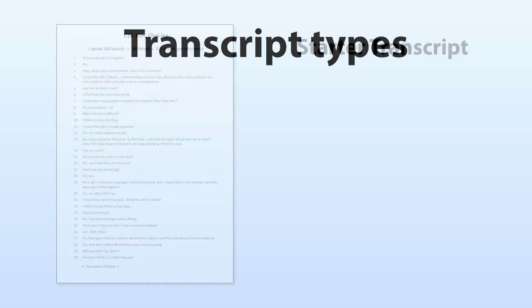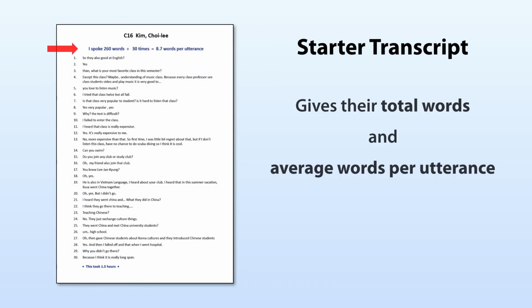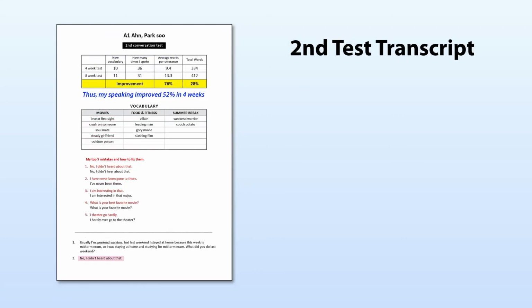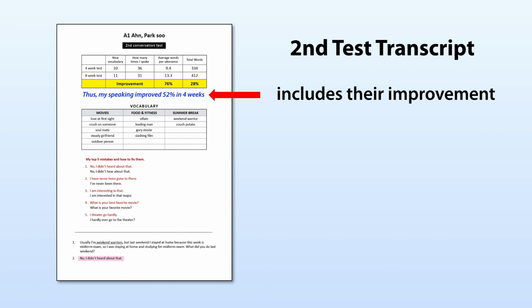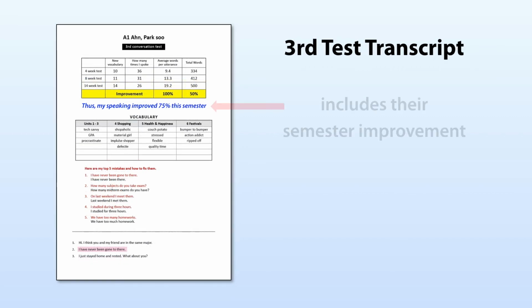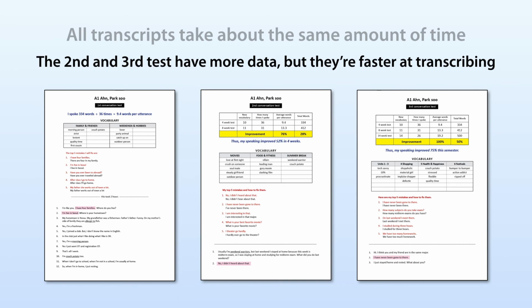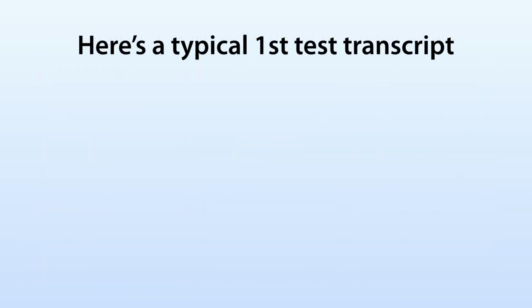Transcript types. The starter transcript shows their total words and average words per utterance. Here's the basic first transcript. Second test transcript includes their improvement. The third test transcript includes their semester improvement. All transcripts take about the same amount of time. The second and third test will have more data, but they're faster at transcribing. Here's a typical first test transcript.